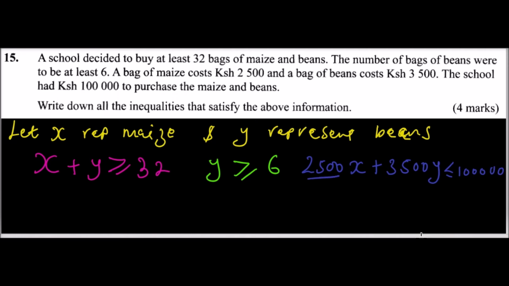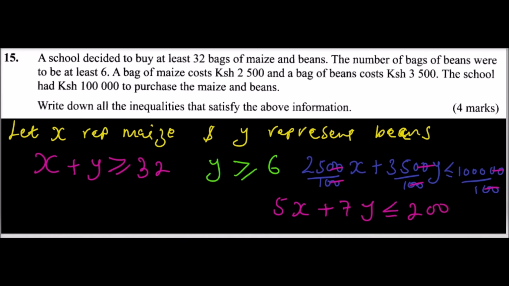Let's first of all divide by 100, so we divide each term by 100. You simplify here, simplify here, simplify here. So we can again divide by 5. When you divide by 5, you get 5x, here you divide by 5, you get plus 7y. When you divide 1,000 by 5, you get 200.